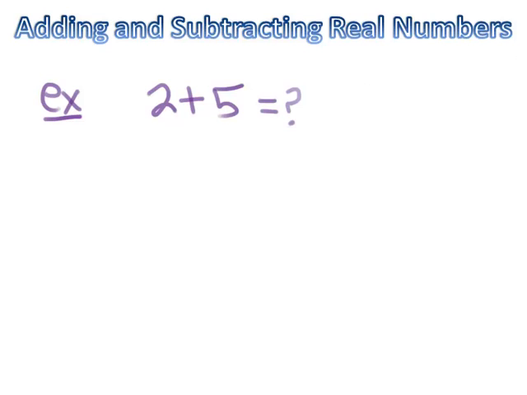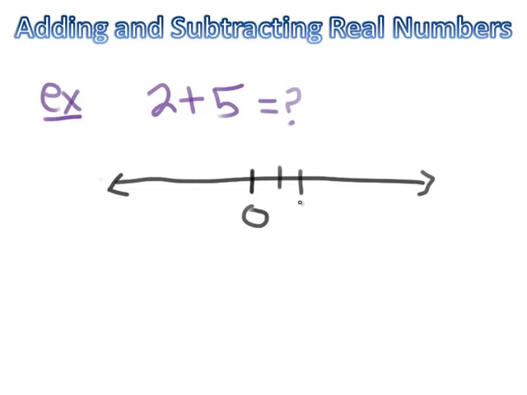Okay, so if we draw a number line, like so, indicate where 0 is, so 0 will be right here. 1, 2, 3, 4, 5, 6, 7. Okay, and you start off at the first number, which is 2. So you start here. So let's make a dot at 2.